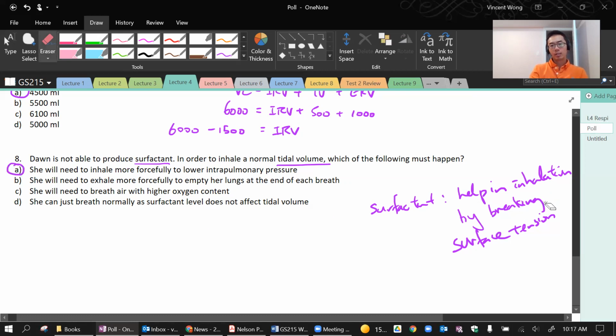Because she cannot inhale properly, right? So she must do it forcefully, right? She will need to exhale more forcefully to empty her lungs. This would be the solution for emphysema. Okay, so if on the test the question asks you what happens for someone with emphysema, then B would be the answer. She will need to breathe air with higher oxygen content.